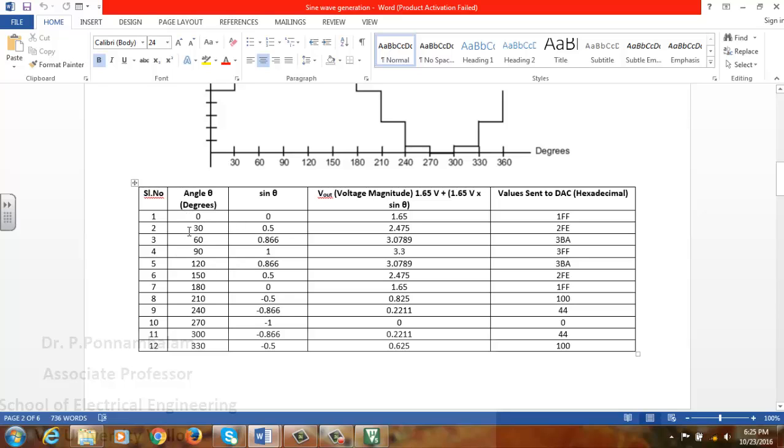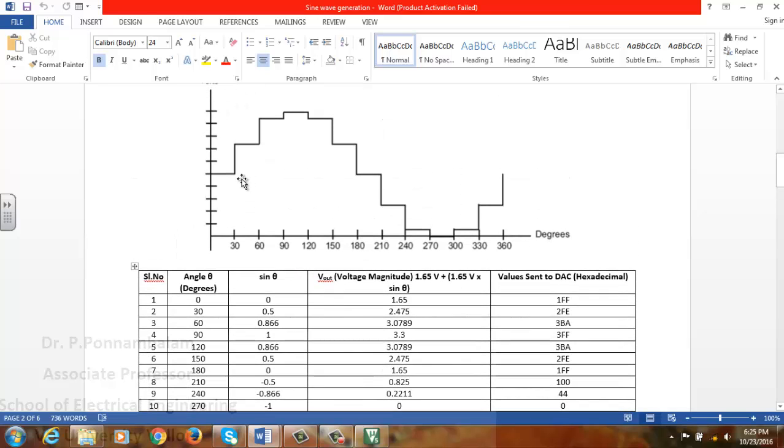So sine 30 is 0.5. As far as this 0.5 is concerned, if we want to find out the value of the voltage, it is equivalent to 2.475. You can find this out with the formula 1.65 plus 1.65 into sine theta. So 1.65 into 0.5, whatever value comes, will be added with 1.65.